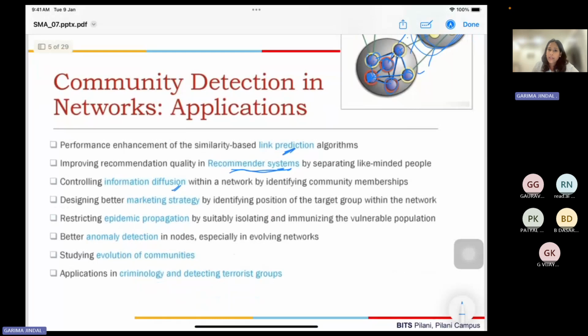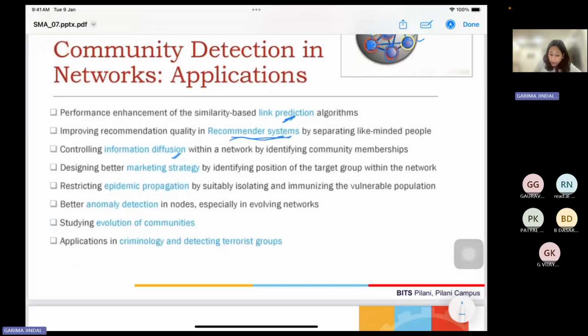Then come market strategies. Again, there is something called target marketing. There are certain products in the market that are formed for kids, and there can be certain products that are formed for doctors, maybe, and so on. So these products are targeting a certain community. Whenever we want to advertise a certain product, we have to target these communities. For that, identification of these communities is very important.